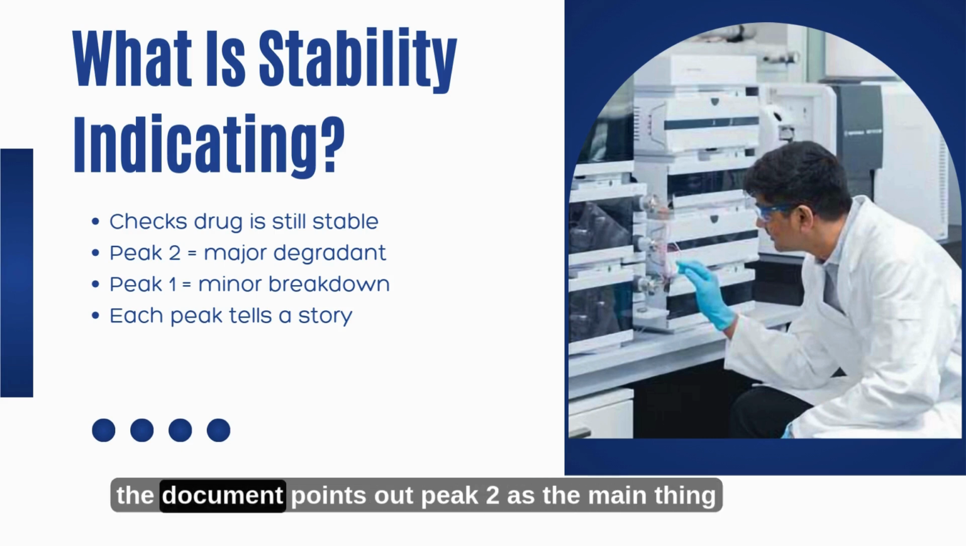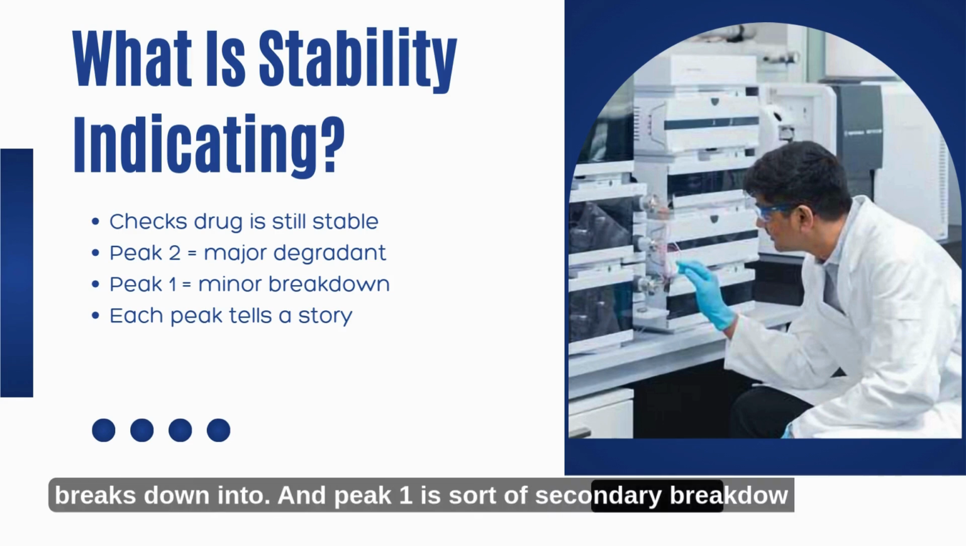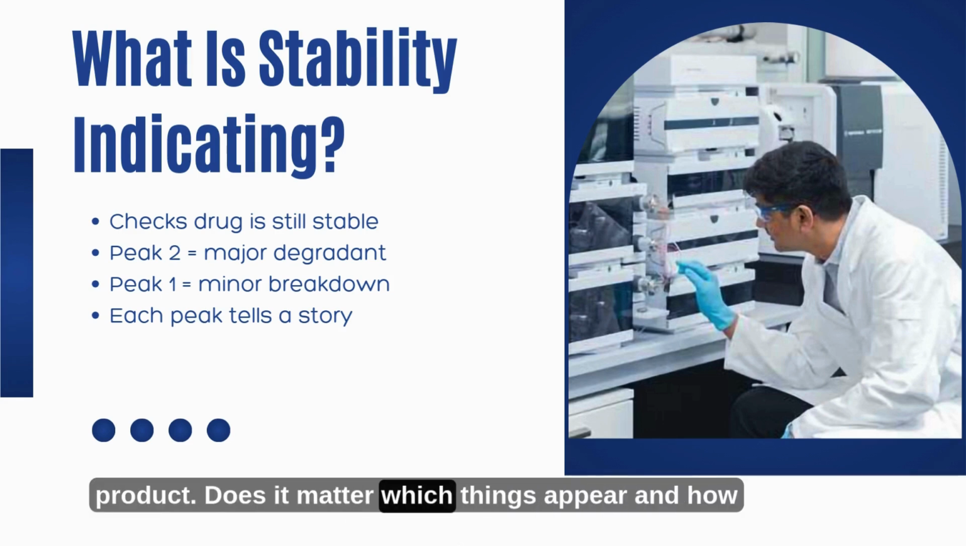That's it. And the document points out peak 2 as the main thing it breaks down into, and peak 1 is sort of a secondary breakdown product. Does it matter which things appear and how much? Oh, absolutely. It matters a lot.